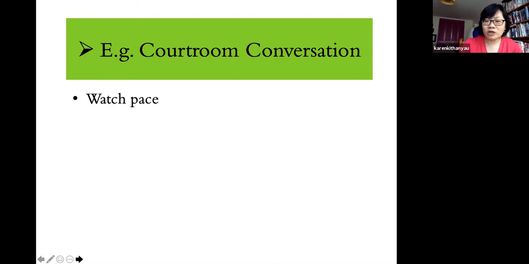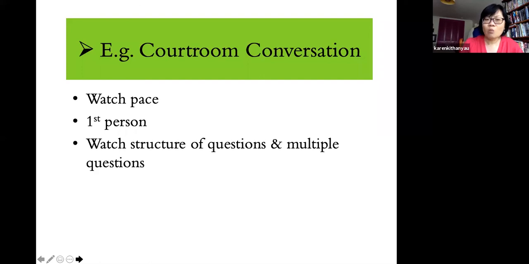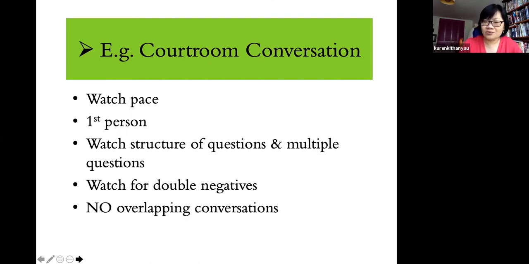As attorneys, we should be watching the pace. Is someone speaking too fast, too slow? Is the interpreter interpreting in first person? Watch the structure of the questions. Are you asking compound questions, or your opponent? Watch for double negatives and make sure that there are no overlapping conversations. If the court reporter is not going to be able to take down what is being said because there are overlapping conversations, we should not be expecting our interpreter to be able to adequately interpret the conversation.